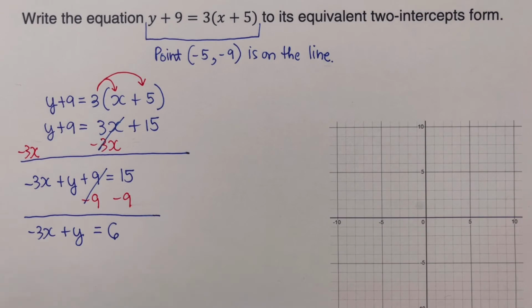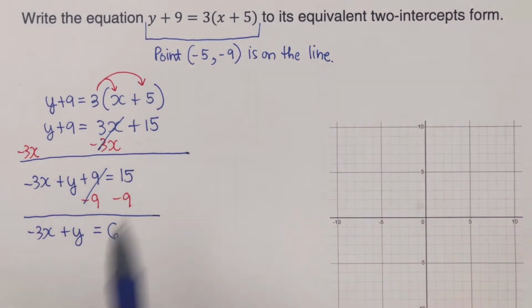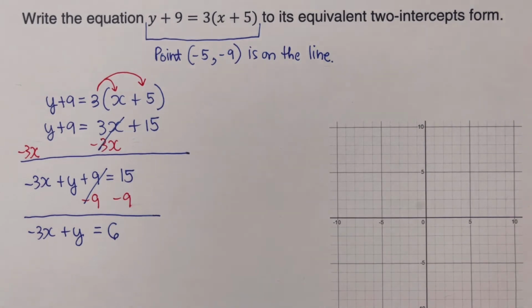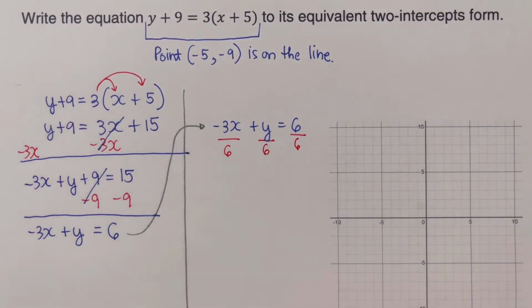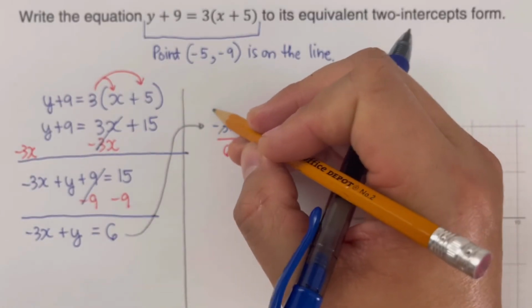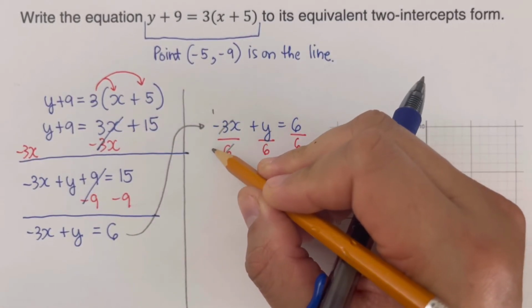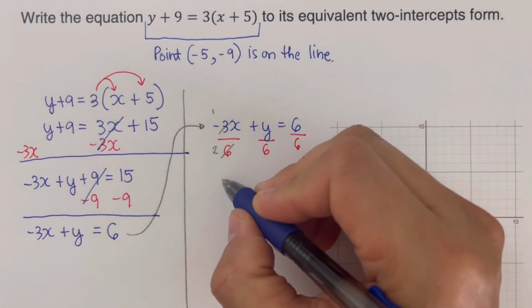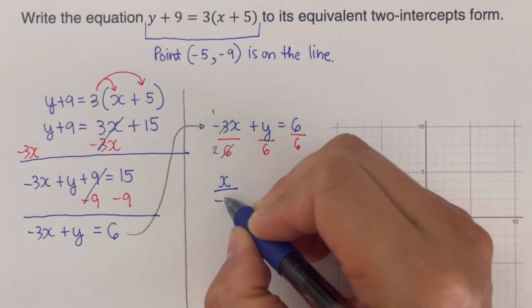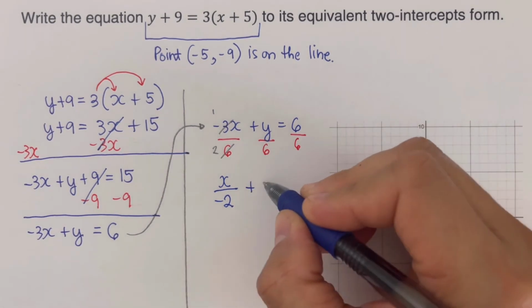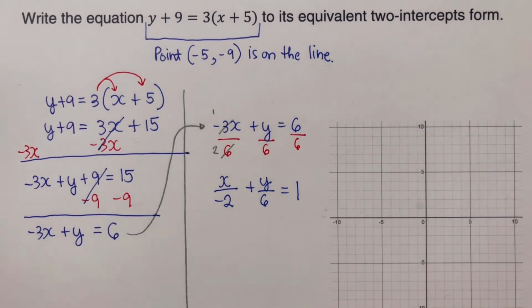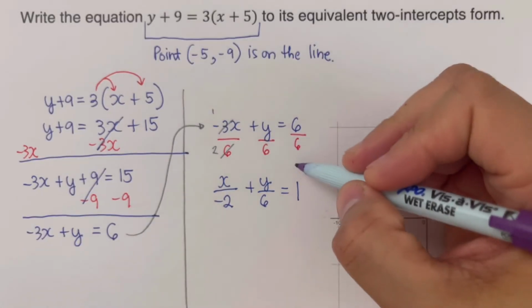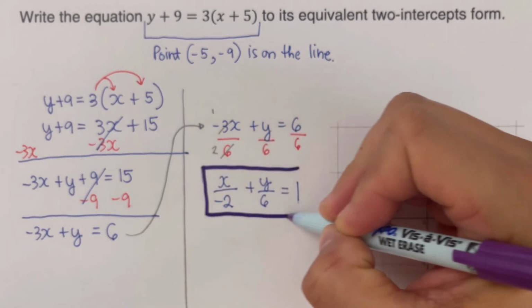Now we remember that in two-intercepts form, we need to have 1 on the right side. So we go ahead and divide both sides by 6, and so the equation would come out. So we're going to reduce this to lowest terms. There's one 3 in 3 and there's two 3's in 6. So we can go ahead and rewrite that as x over -2, plus y over 6 is equal to 1. So this is our equivalent two-intercepts form of this given point-slope form right there.